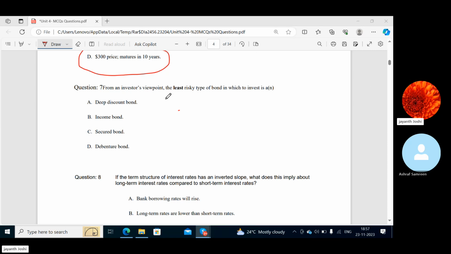From an investor's viewpoint, the least risky type of bond in which to invest is ___. Secured bonds. Very good. Secured ones are the least risky.